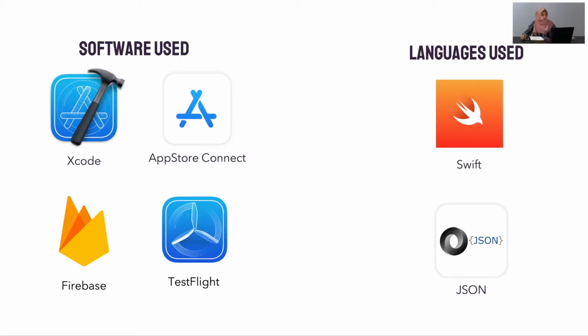Next, let's see the software and language used in this project. The first one is Xcode. This is the IDE that we use to create the iOS app. Firebase is the database for this app. App Store Connect is the platform to upload the apps to the market. TestFlight is the platform to distribute the application for beta testing. For the software, we use Swift and JSON.